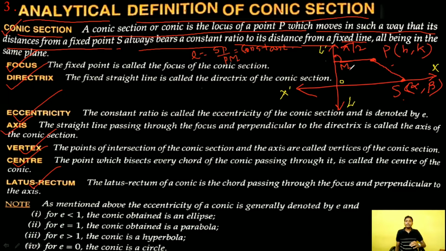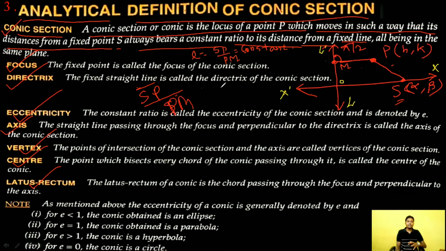Clear? Have a look at this diagram. Let this fixed point S have coordinates alpha, beta, and P be any point on the locus, and this is our fixed straight line L dash. Then the path of the moving particle will be called a conic section if the ratio between the distance from point P to point S and the distance from point P to this straight line is always constant, and this constant is denoted by the symbol E.